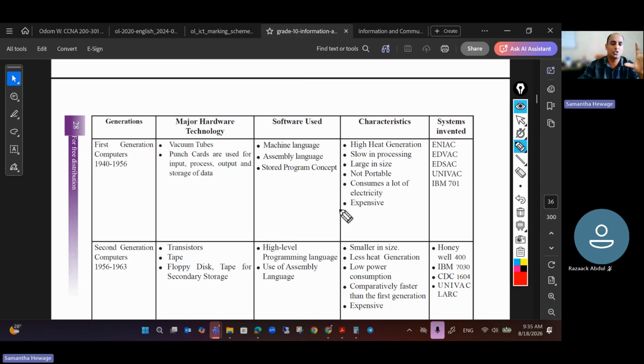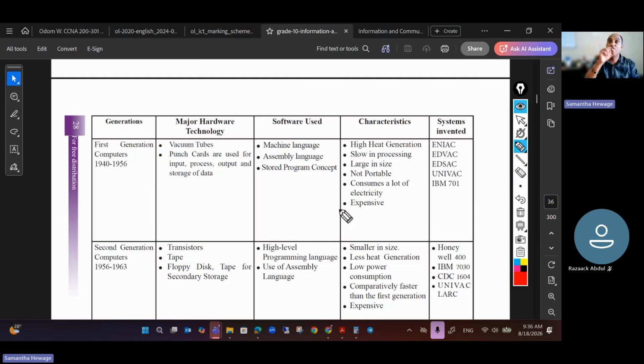Now we have two key things. You have to remember, in the first generation, sometimes they might ask what the technologies are. You can say it is the vacuum tube and the punch card. And the software: machine language and assembly language.